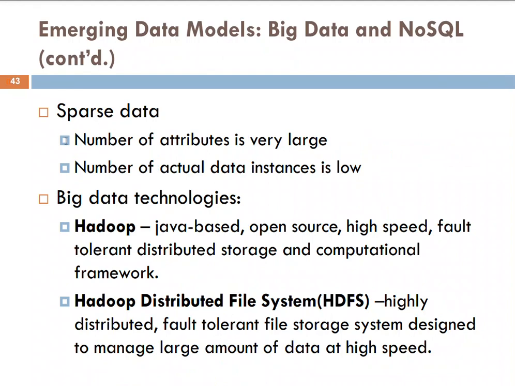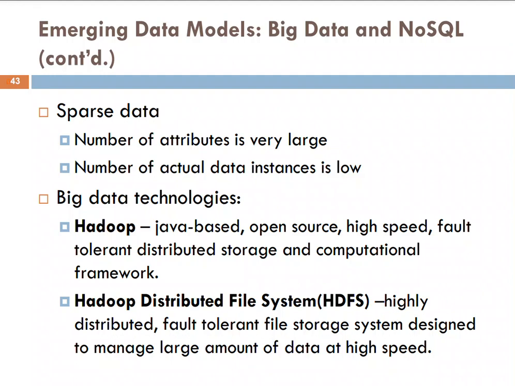Sparse data, number of attributes is very large, number of actual data instances is low. So of course lah, data tu ada banyak attribute. So big data technologies, the first one is Hadoop, Java based. Okay, dia menggunakan language Java, open source. Open source means the code can be accessed in public and then can be modified, okay, can be enhanced and can be shared again. Okay, high speed, fault tolerant distributed storage and computational framework.